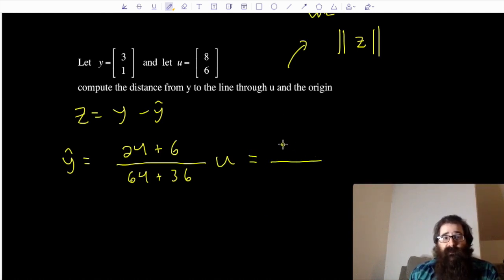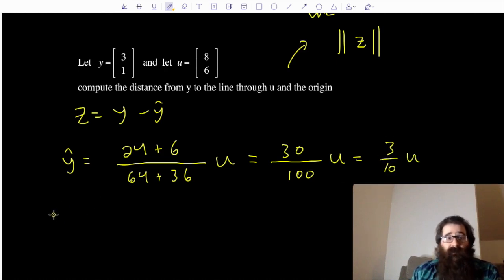24 plus 6 is going to give me 30, divided by 64 plus 36, which gives me 100, times vector u. So this is really going to reduce to 3/10 vector u. And I want to find this, right? So y hat is 3/10 times vector u. Vector u had entries 8, 6.